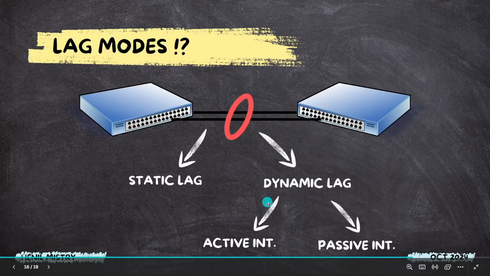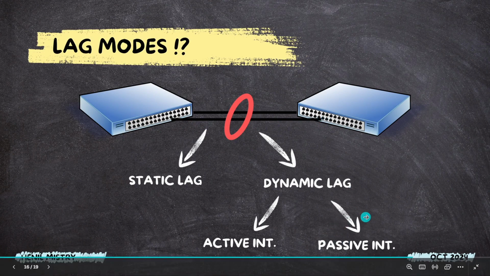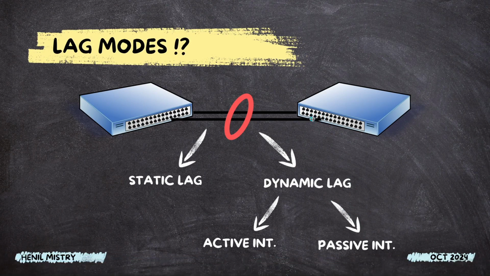Active mode is like, I will initiate first. If we have configured an active interface, then it will continuously send packets until it receives a reply to that LACP negotiation packet. And a passive interface will not initiate the packets, but will wait for someone else to send the packet and then it will reply.